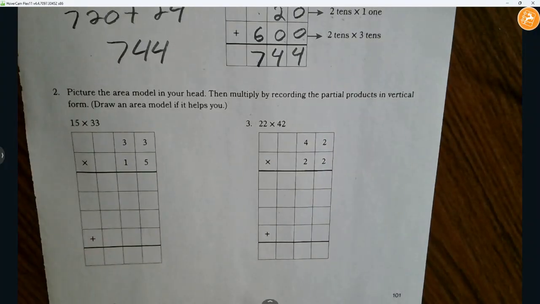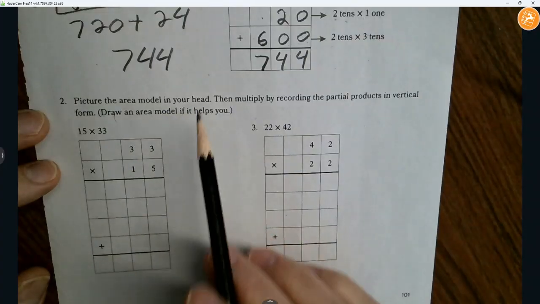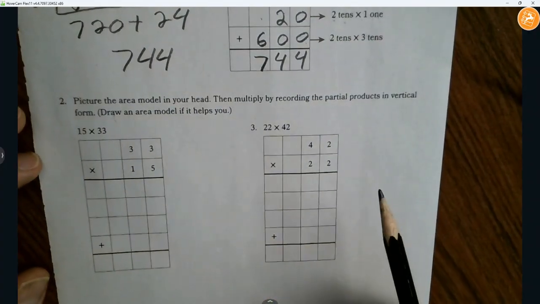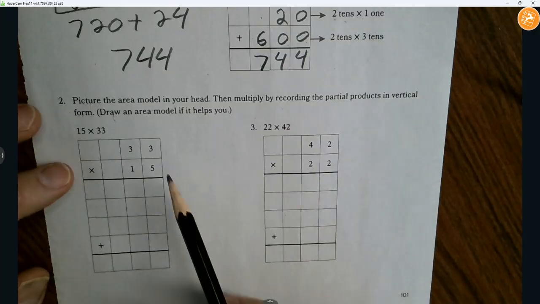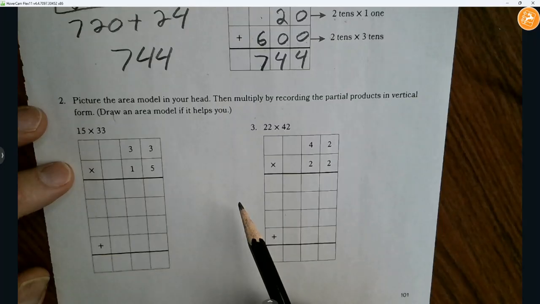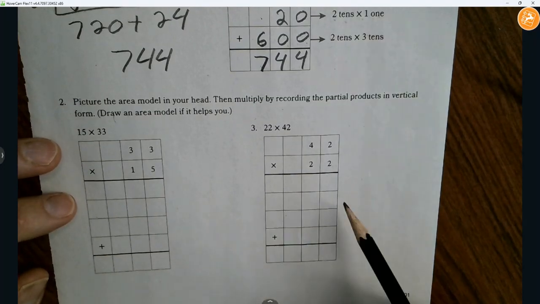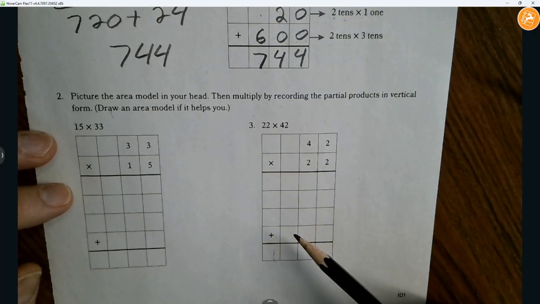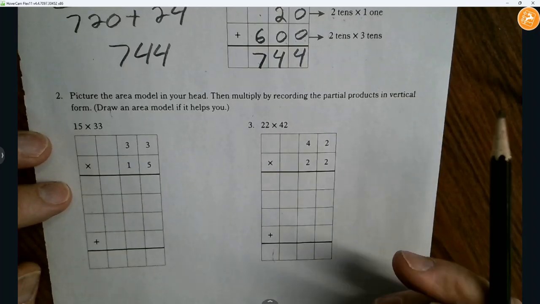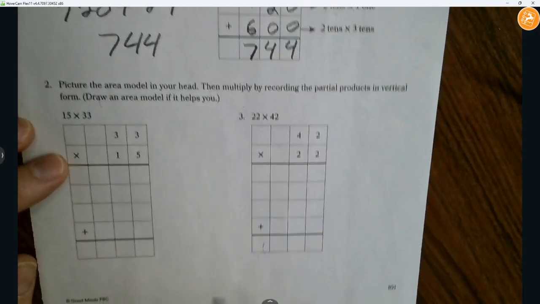All right. It says, picture the area model in your head. You don't have to draw it. So don't draw it. Picture it. But if you need to draw it, fit it in right here. If drawing the area model right now still helps you, you have room, draw it out. See if you get the same numbers. Okay? Check yourself. Make sure you're getting it right. That's page 101.